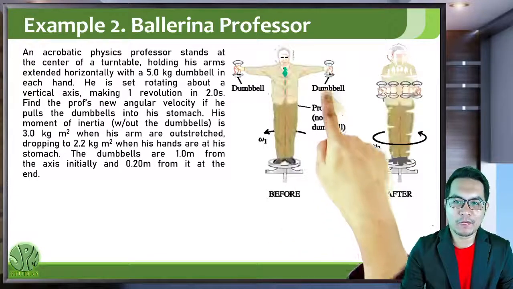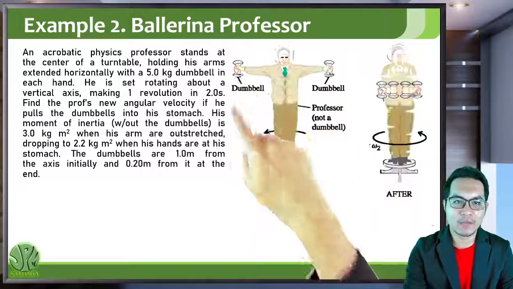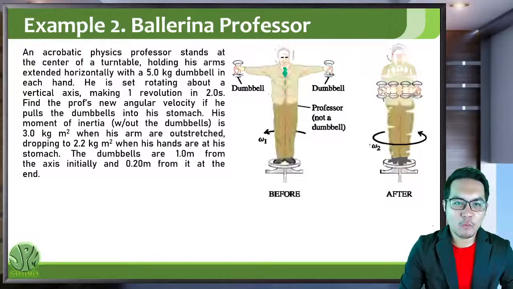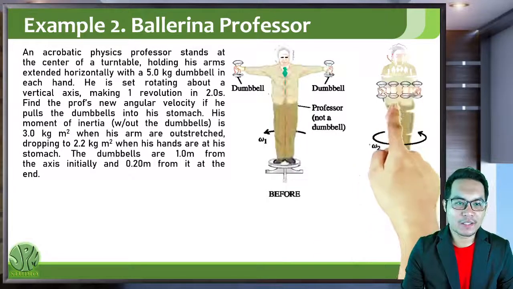So this is a 5 kilogram dumbbell. This is another 5 kilogram dumbbell. He is set rotating about a vertical axis, making one revolution in 2 seconds. Okay, find the prof's new angular velocity if he pulls the dumbbells into his stomach, like this.